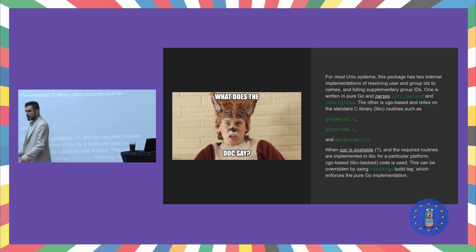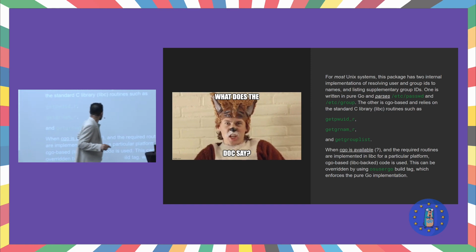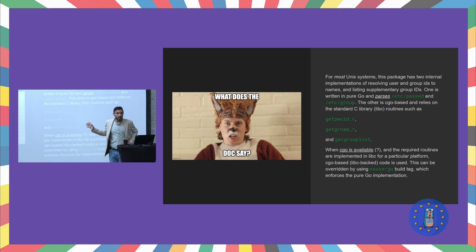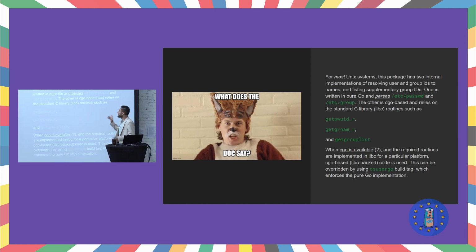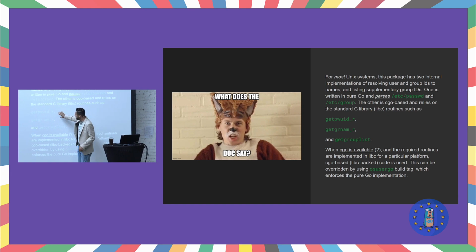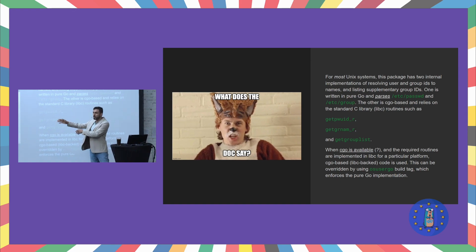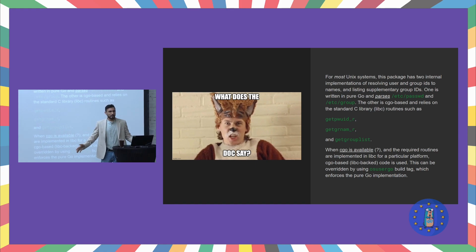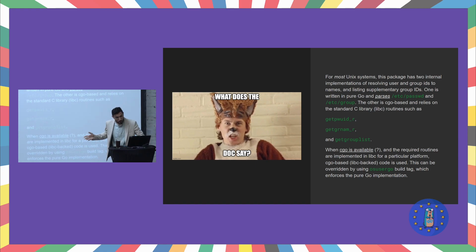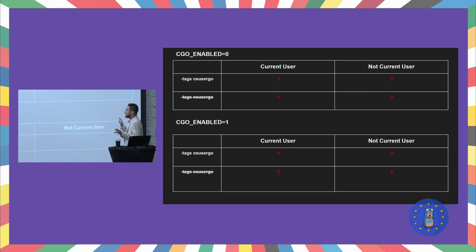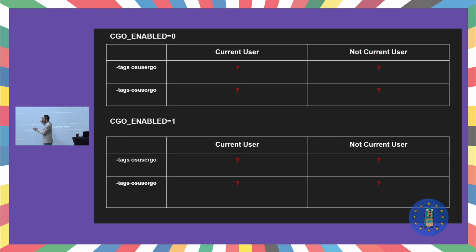To know how the standard library is going to behave, we have to read the docs. So what does the doc say? The doc says that for most operating systems, the package has 2 internal implementations. One relies on libc, calling getpwuid and getpwnam, etc. And the other one is a pure Go implementation. So when you disable CGO, you go to the pure Go implementation, and you're supposed to get the same results, right? Well, maybe.